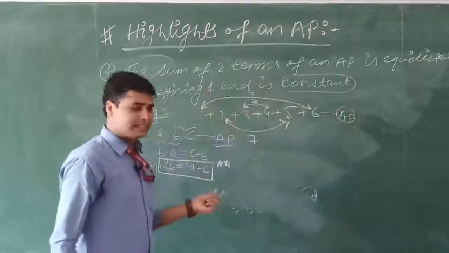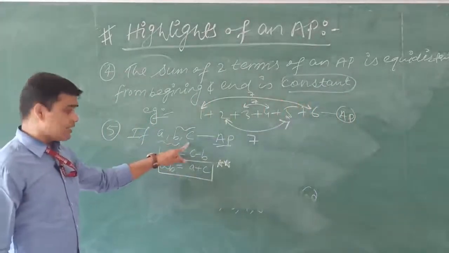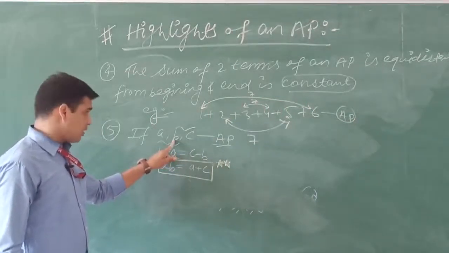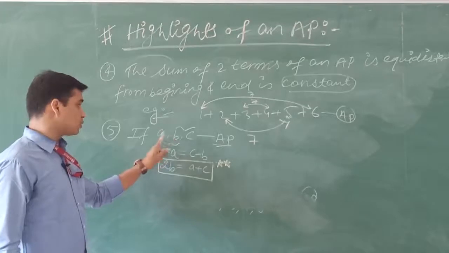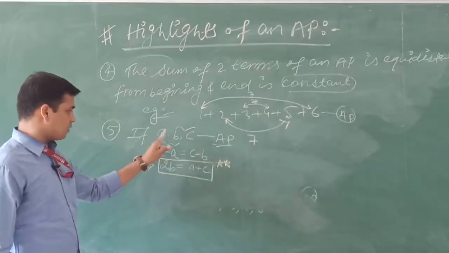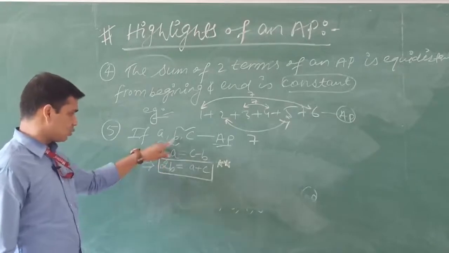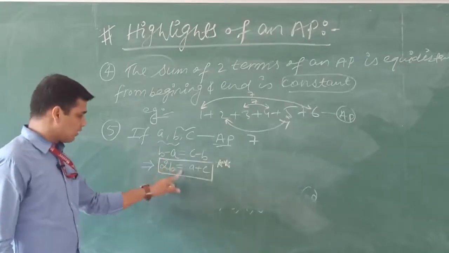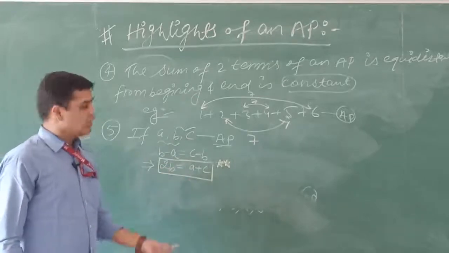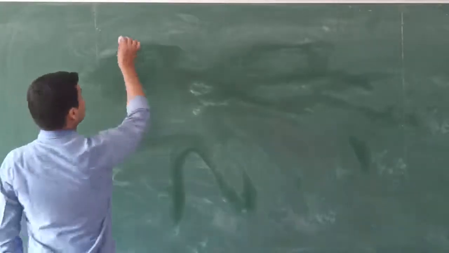You can remember it in simple words this way also: if A, B, C are in AP, remember 2 times the middle term, or double the middle term, equals the sum of the first and last. So 2B equals A plus C. Now we are going to discuss arithmetic mean.